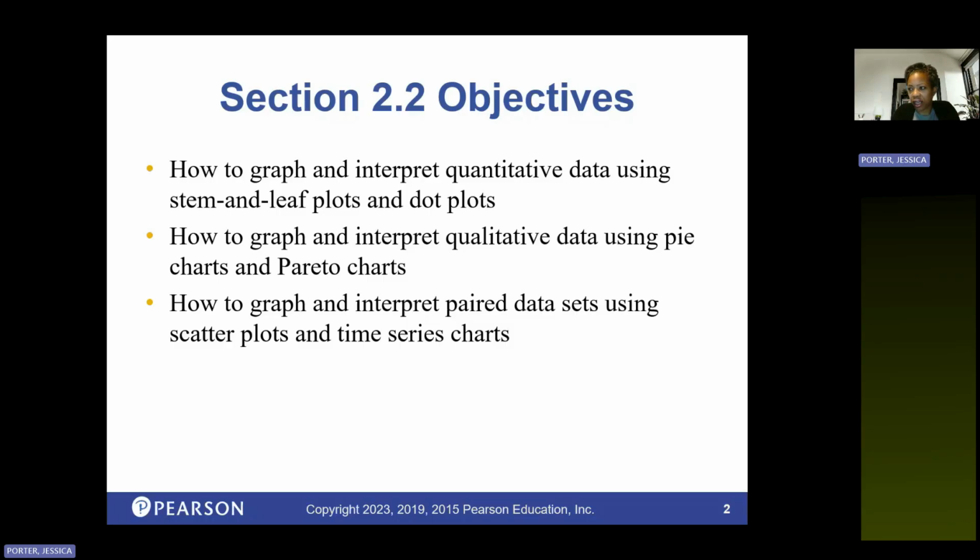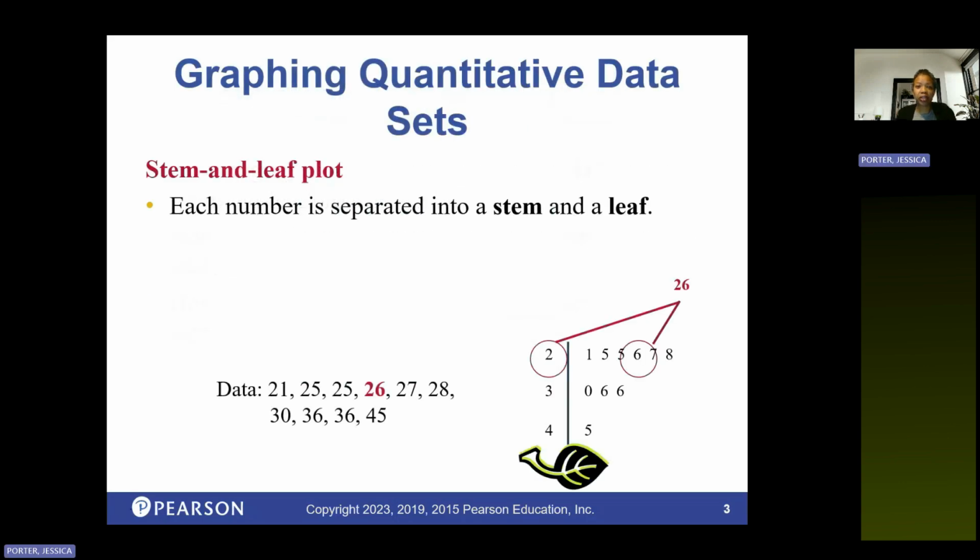Technology that we have. And so what we're going to do today is create some charts and graphs using our technology. First, we need to understand what those charts and graphs are. Okay, so the first one we'll start with is called a stem and leaf plot. So each number is separated into a stem and a leaf.